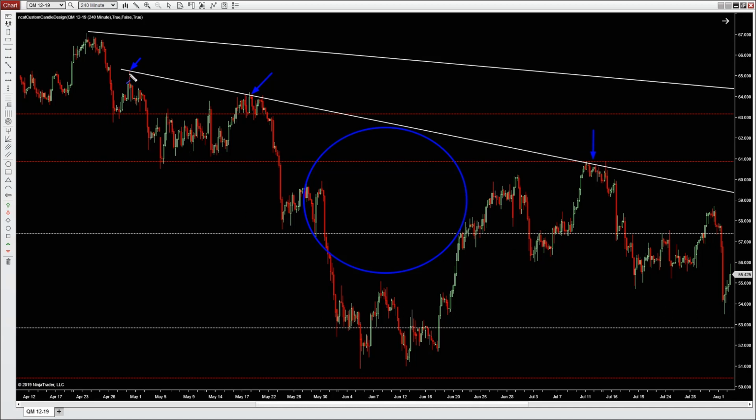So you can see that we highlighted a couple areas here. We had a nice move down and then a touch there, and then it started to trade off here.